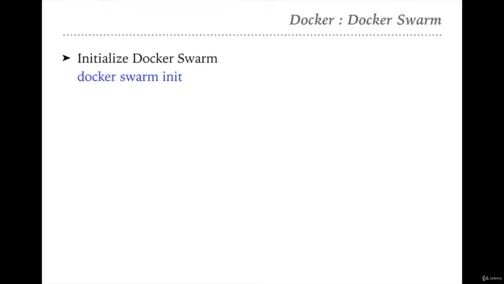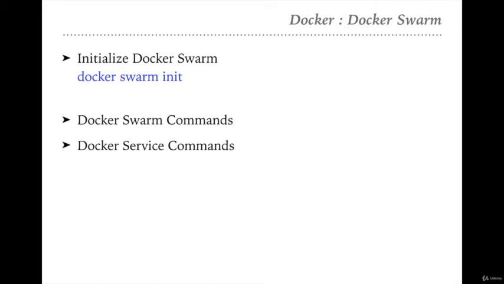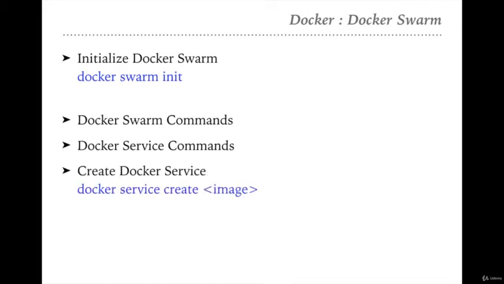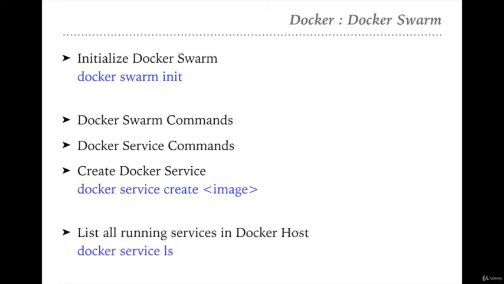So we have seen how we can initialize the Docker Swarm. We have already discussed the commands which are available with Docker Swarm, and the commands which are available with the Docker service. Now let's see how we can create the Docker service and how we can list out the running Docker services. So let's go to the terminal.